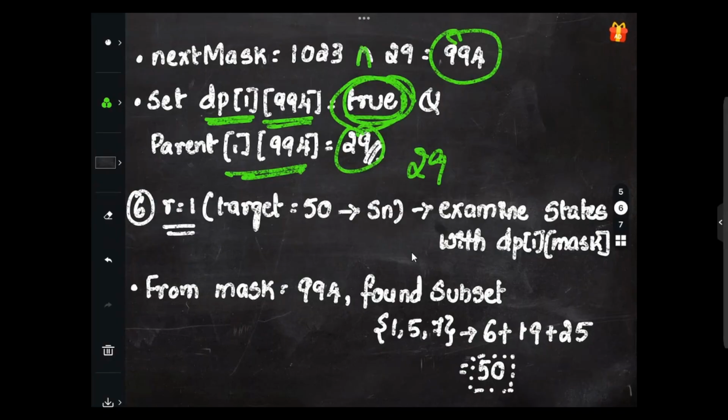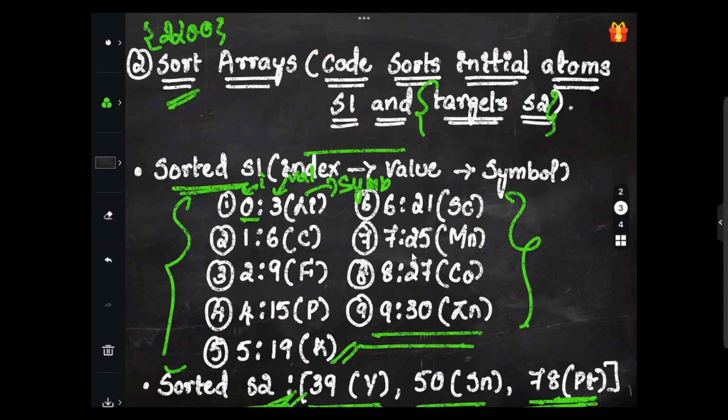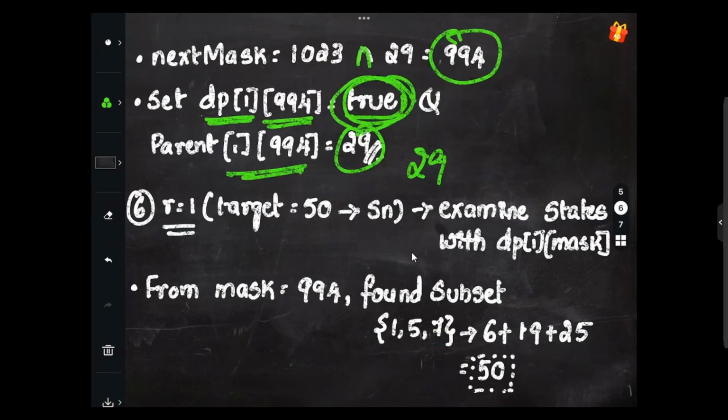Same thing that we'll be doing for r equals 1 and r equals 2, right? So for the second one, if we remember what we have here, 50 Sn and 78 Pt. 50 and 78 we have to consider along with the Sn and Pt. So let me come here. Yeah, so for the target we have 50 Sn.